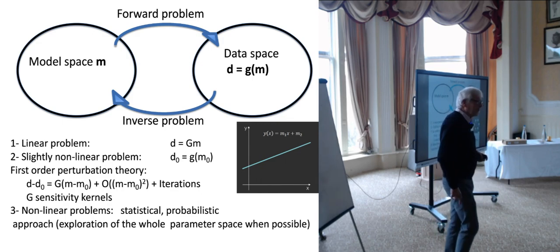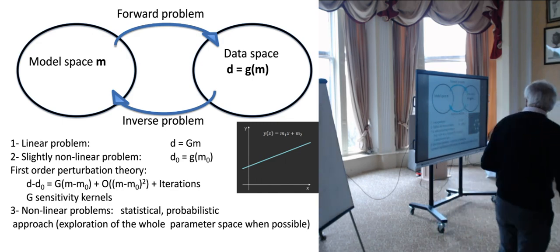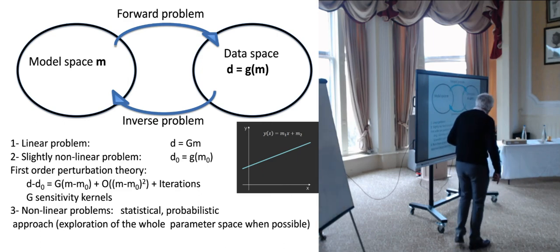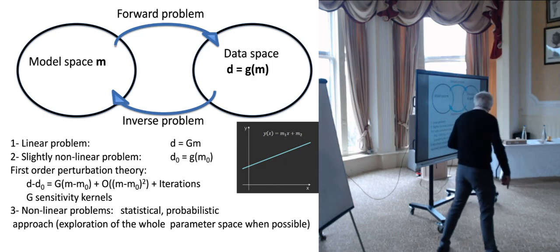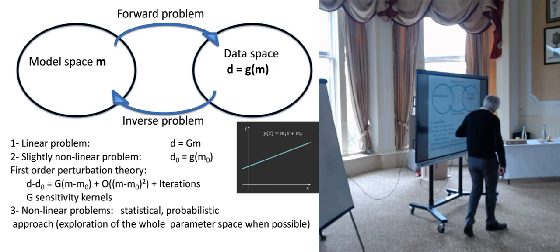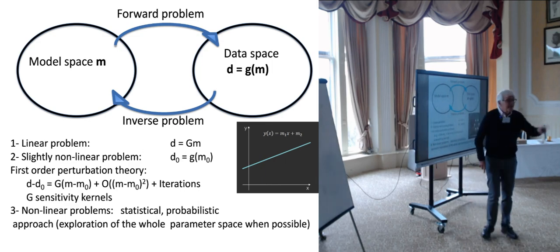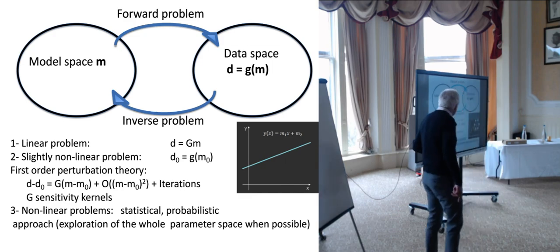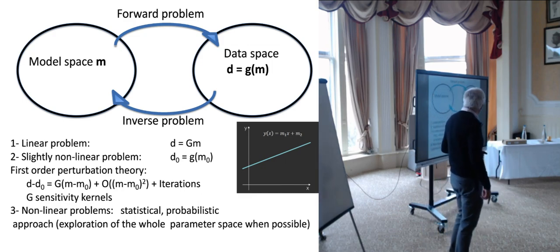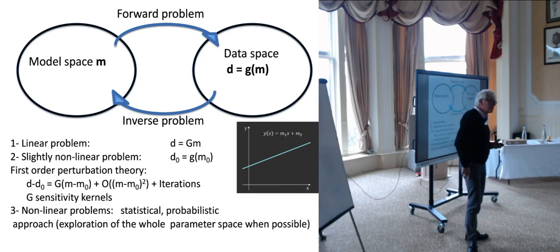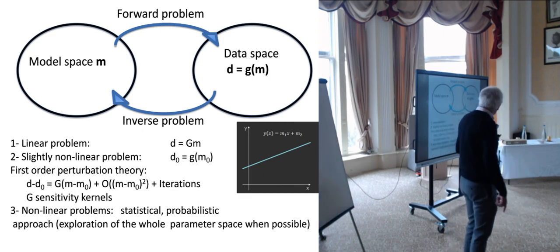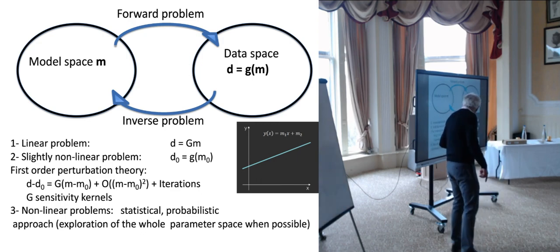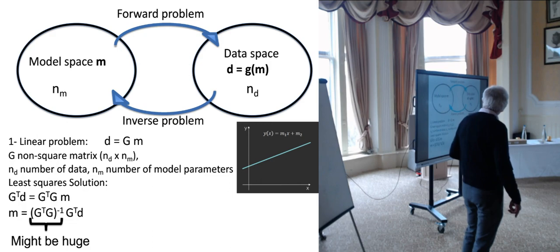we can solve the inverse problem. The most difficult inverse problem is when you have nonlinear problems, where you have a very complicated variation of data with parameters. In that case, it's necessary to use a more statistical and probabilistic approach, and we have to explore the parameter space, which is not so easy, and some strategies must be defined to be able to explore the whole space. Okay, so let's go back to the linear problem.